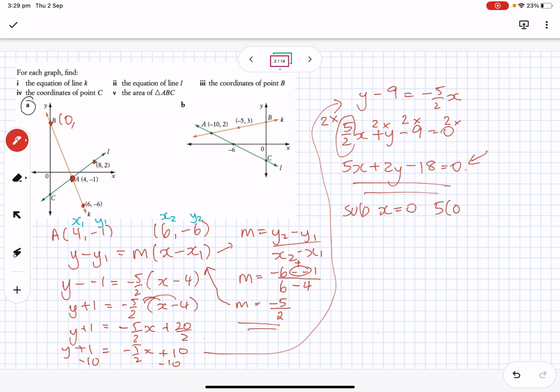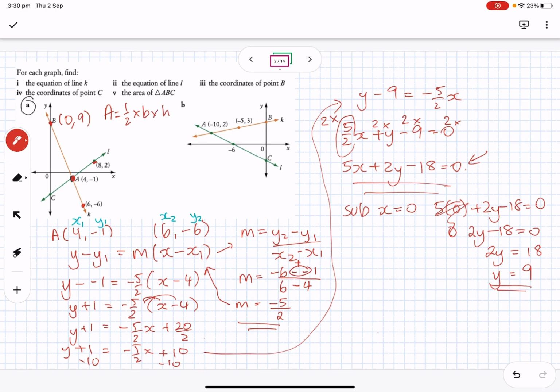We've got 5 outside of 0 plus 2y minus 18 equals 0. This is 0, so that goes away. Then we've got to solve this equation here for y. So plus 18 on both sides and divide by 2, that equals 9. So this point here is (0, 9). And you would do the same thing for C, and then you've got to find the area of the triangle ABC. So to find the area of a triangle, we need a half times base times height.